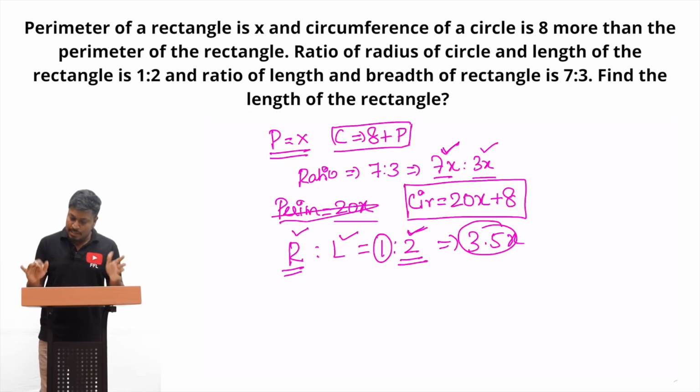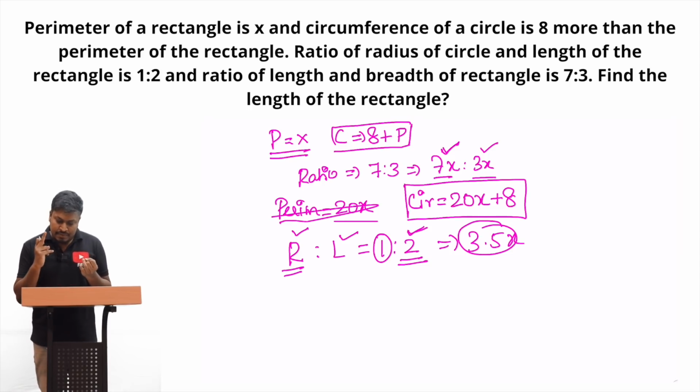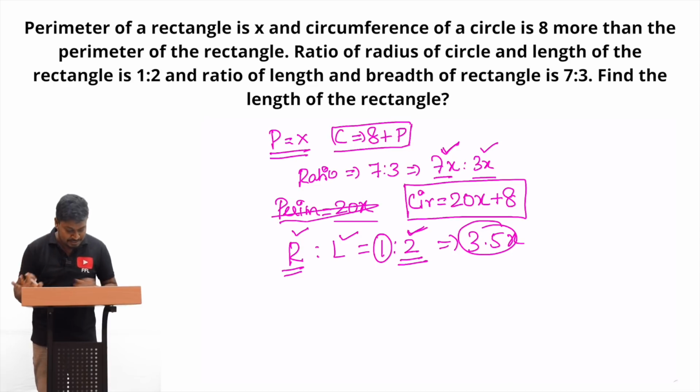So we have found all the values. Radius of the circle is 3.5x. Length of the rectangle is 7x. Breadth of the rectangle is 3x. Circumference will be 20x plus 8. So now what is the final target? Find the length of the rectangle.